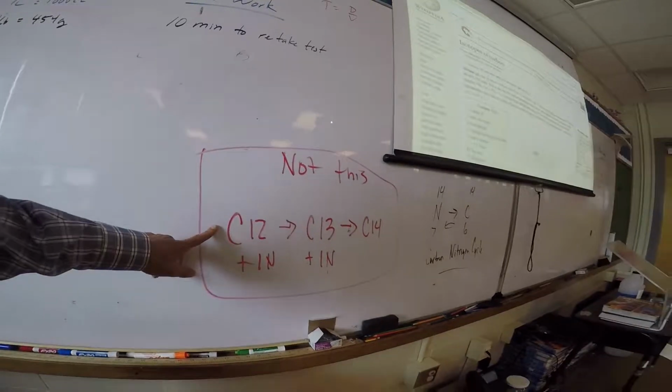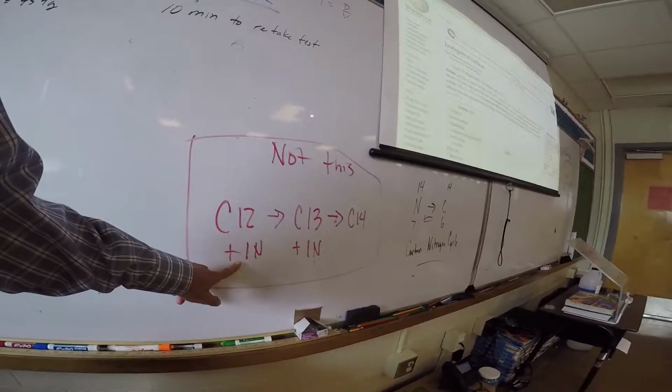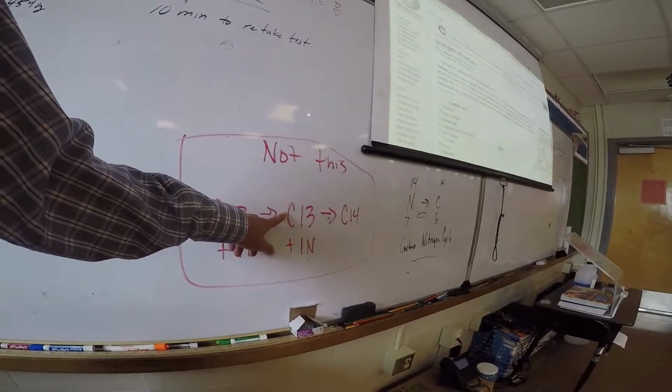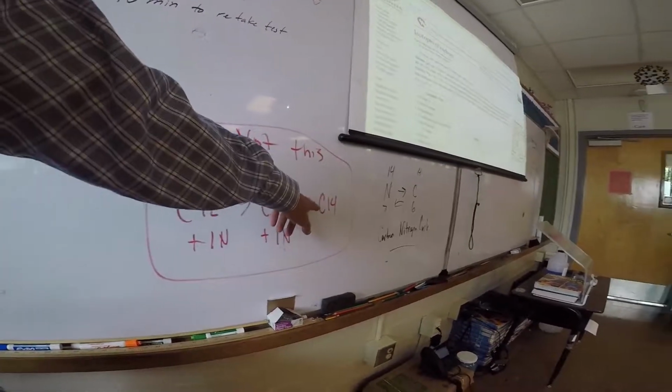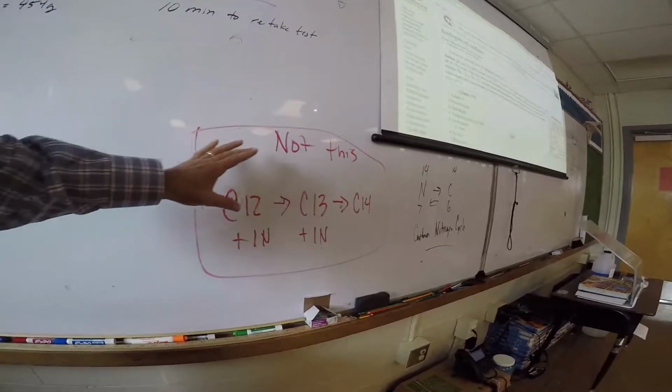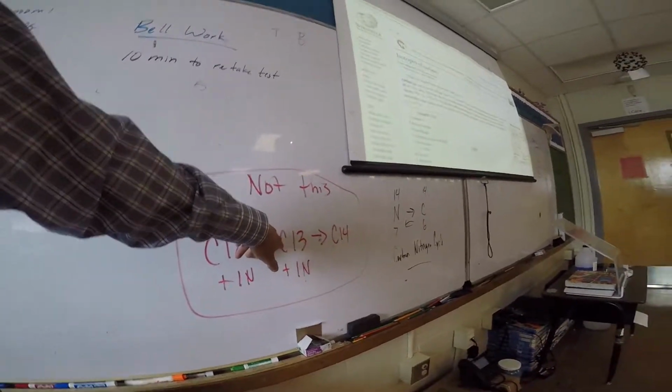Students will sometimes think of a progression like: baby, carbon 12, gets a neutron, turns into carbon 13, middle-aged teenager, carbon 13 grabs a neutron and becomes carbon 14. No, it doesn't do this. Because once you start talking about ages, these two are stable.